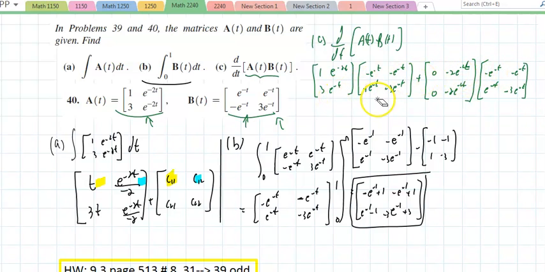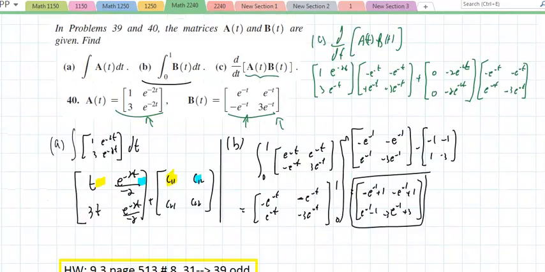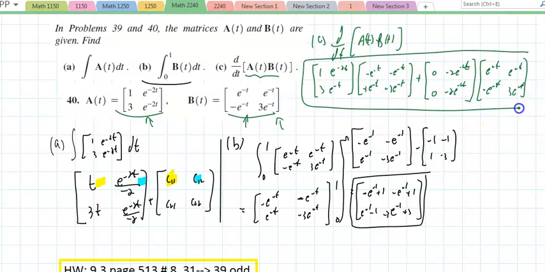The rule is A times derivative of B plus derivative of A times B. Derivative of A, okay, that one is right, times B, just B, not a derivative. B is simply e to the negative t, e to the negative t, and if you multiply those out, that would be the final answer. Of course, it's a lot quicker, I think, if you multiply those out first, and then take a derivative. No biggie. That's the same thing.